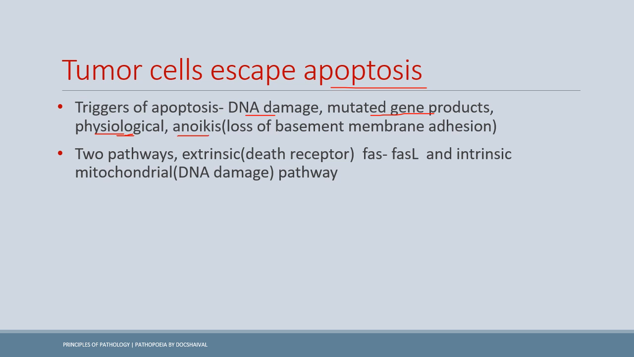Now anoikis is something we need to know, that it is the loss of the basement membrane adhesion of the cells, and this in turn again causes apoptosis. Now there are two pathways of apoptosis, as you may recall: the extrinsic pathway, also called the Fas ligand pathway, or the death receptor pathway. And the second one is the intrinsic mitochondrial pathway, that is based on DNA damage. When the DNA is damaged, the cell usually undergoes apoptosis by the intrinsic mitochondrial pathway.